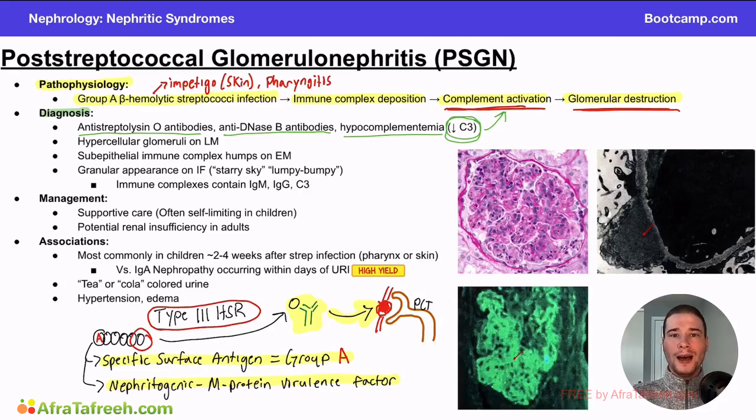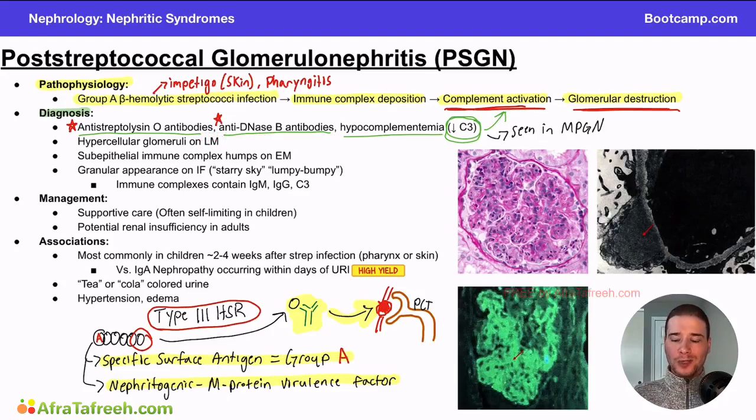Now, it's important to note that hypocomplementemia itself is not enough to make this diagnosis because this can be seen in other conditions such as membranoproliferative glomerulonephritis, which we'll talk about in an upcoming video. However, these antibodies are unique to PSGN, and so they are a better indicator, or they are a better test if you're working up a patient for this condition.